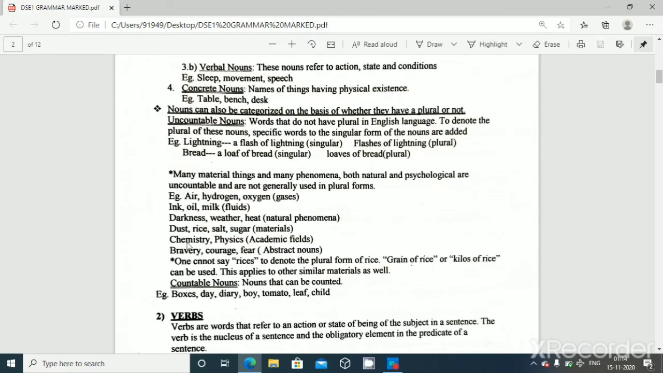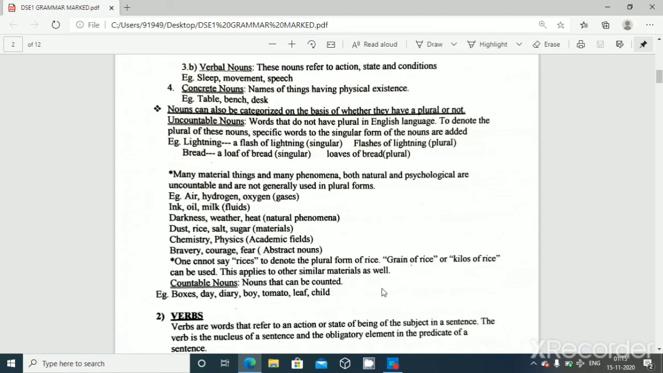And those qualities also we never count, like one bravery, two bravery, three bravery. No, one courage, two courage, three courage. We never count fear. We never say one fear, one and a half fear, two fear, two fears. Nothing of that kind happens. So that is utterly wrong. And one cannot say rices to denote the plural form of rice; grain of rice or kilos of rice can be used. This applies to other similar materials as well.